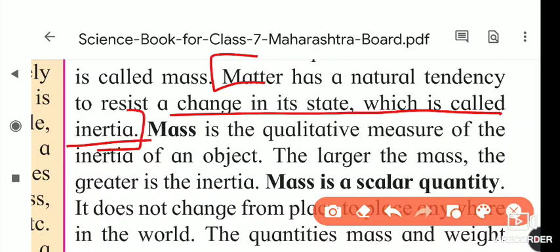So many definitions are there every day in this lesson. Each definition you have to write five times, and then you have to learn it.